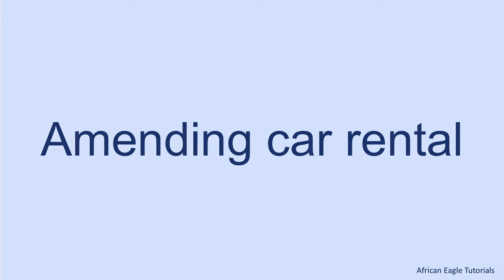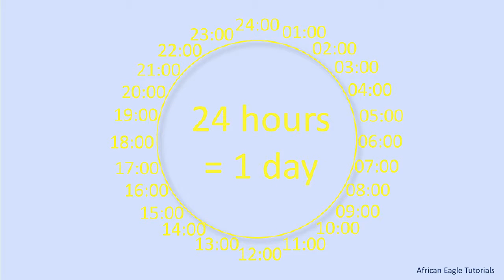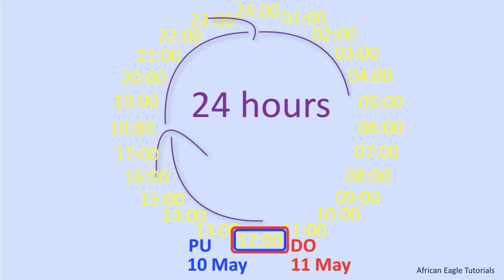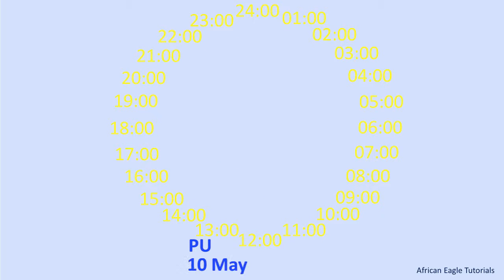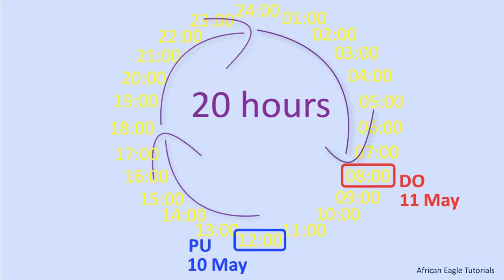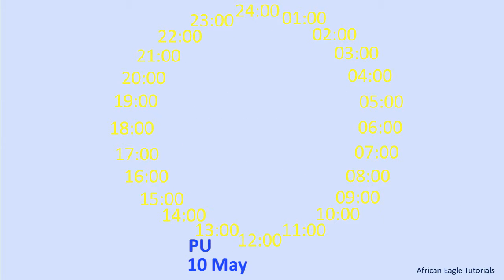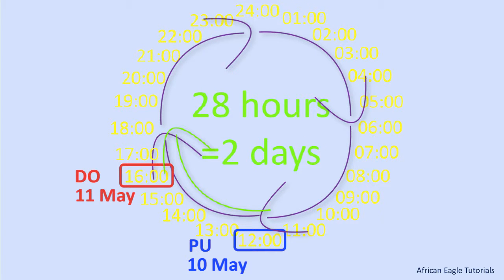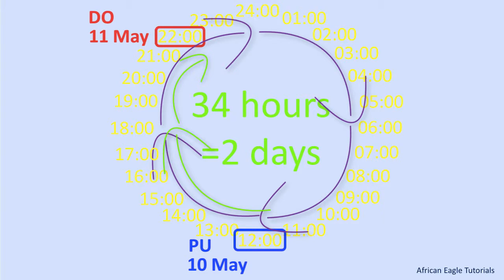Car rental rates are calculated per 24-hour day. That means for every 24 hours or part thereof, 1 day is charged. If the pickup is 10 May at 12 and the drop-off 11 May at 12, that is 24 hours, 1 day. If the pickup is 10 May at 12 and the drop-off 11 May at 8, that is 20 hours, also 1 day. If the pickup is 10 May at 12 and the drop-off 11 May at 4, that is 28 hours, 2 days.